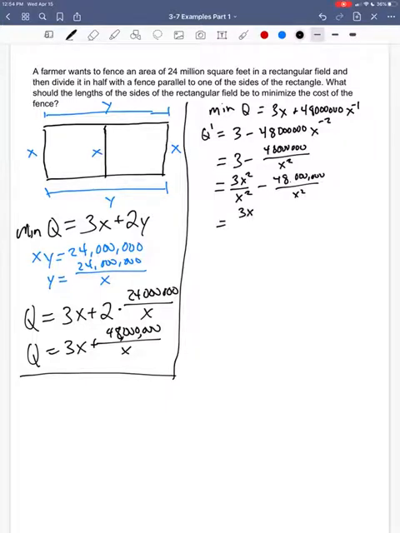So 3x squared minus 48 million all over x squared. So when I look at this now, I want to find any critical numbers. That's where this is either equal to 0 or undefined. So if I set Q prime equal to 0, well, Q prime here is a fraction, right? This is my Q prime there. And so for a fraction to be equal to 0, that only works if the numerator is 0.